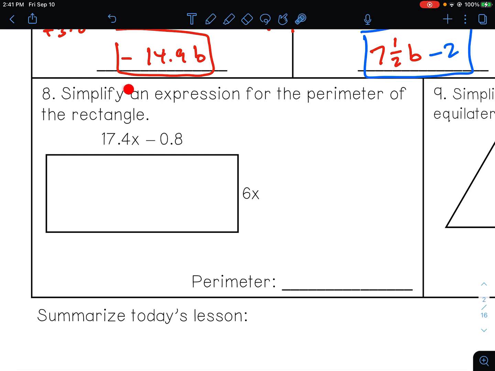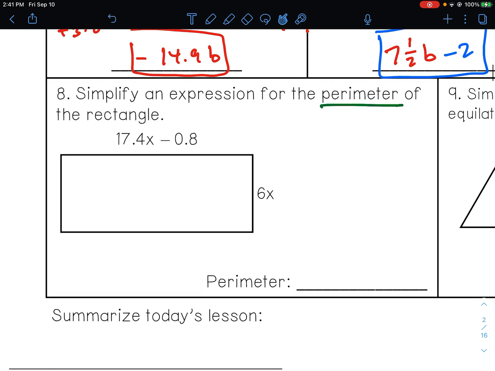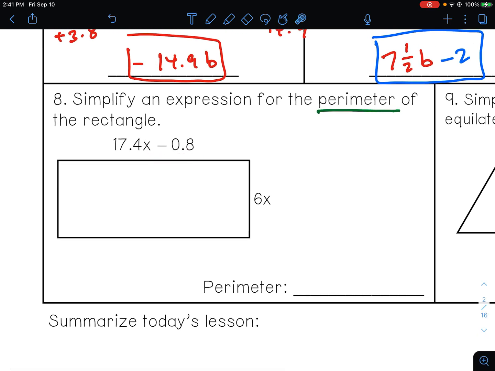All right, next, simplify an expression for the perimeter of a rectangle. Perimeter of a rectangle is when you add up all the sides, right? So if the top is 17.4x minus 0.8, well then guess what? The bottom is also that length, 17.4x minus 0.8. And if the right side is 6x, guess what the left side's going to be? You're right, it is 6x. So how do we find perimeter? We add up all the sides.